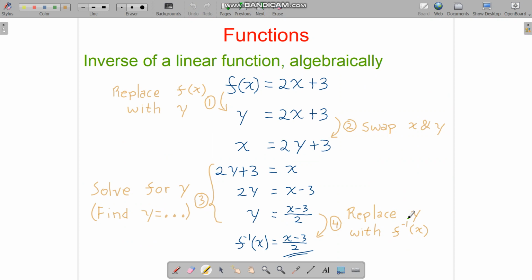Finding the inverse of a function algebraically. Step 1, replace f of x with y. Step 2, swap the x and the y. And step 3, solve for y. In this case, we switch sides, subtract 3 from both sides, and divide both sides by 2. We get x minus 3 all over 2, and we use f inverse of x.